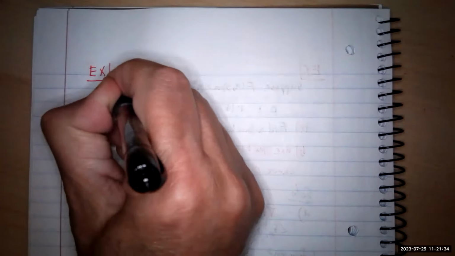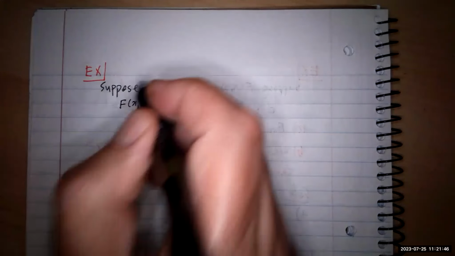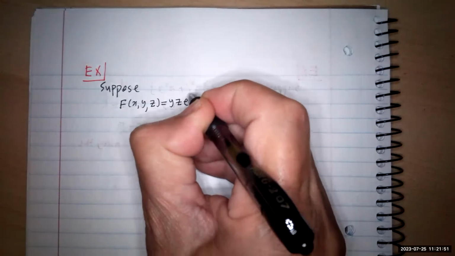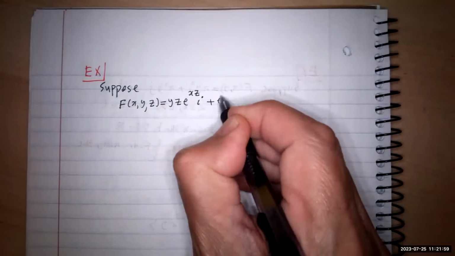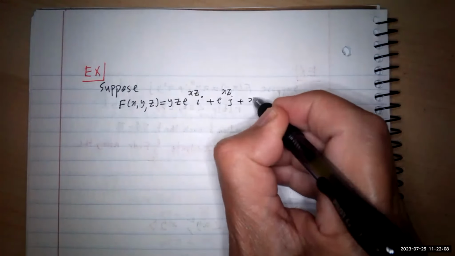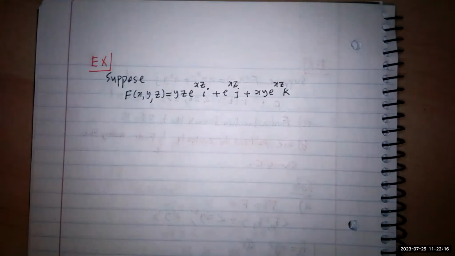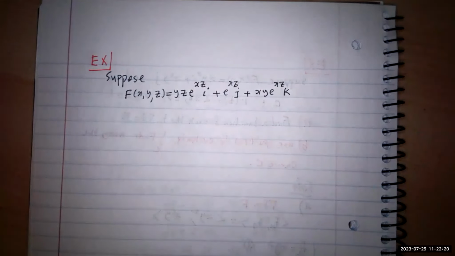Let's take one where the vector field is in R3. Similar problem. Suppose you have this field. The field is F of x, y, z equal to yz e^(xz) i, okay, that's the first component, plus e^(xz) j, second component, plus xy e^(xz) k. Okay, that's going to be your vector field. That's going to be your force field in three dimensions. The curve.